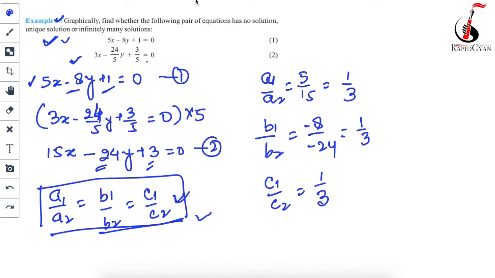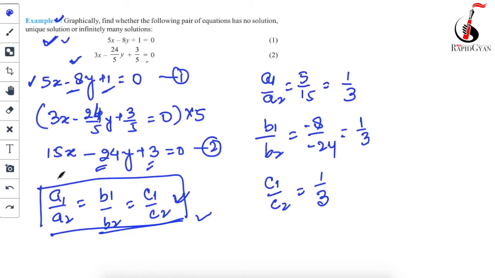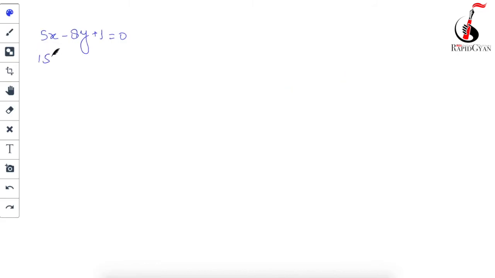The first equation is 5x minus 8y plus 1 is equal to 0. I will write it over here. 5x minus 8y plus 1 is equal to 0. Second equation, we got it 15x minus 24y plus 3 is equal to 0. So 15x minus 24y plus 3 is equal to 0. Correct? So let's draw this. So find the coordinates of the first one. I will write over here x, y. Okay, so let me draw it.